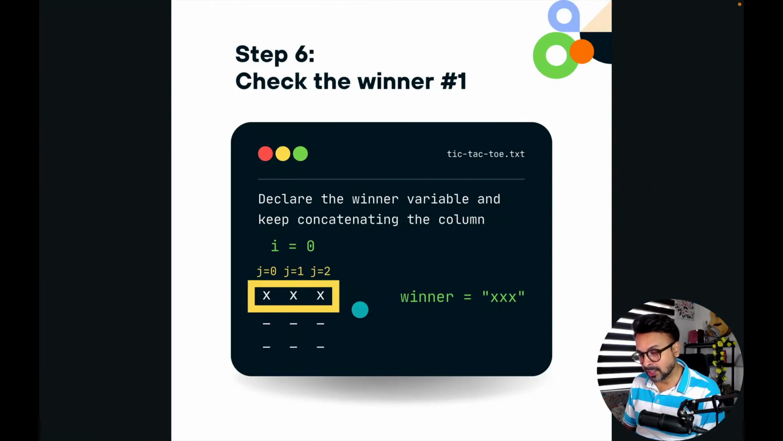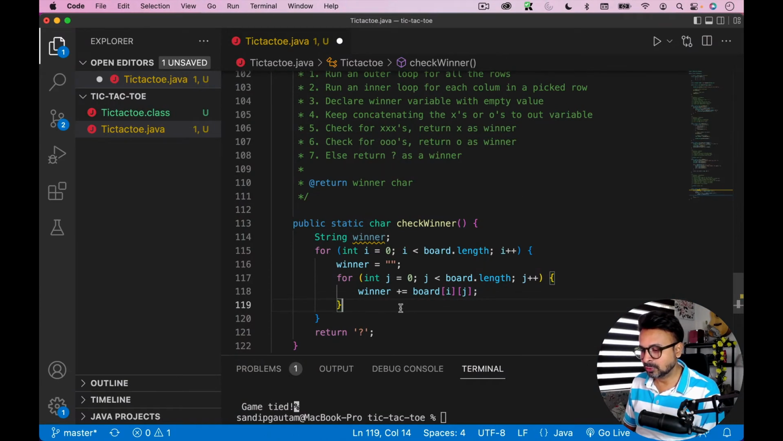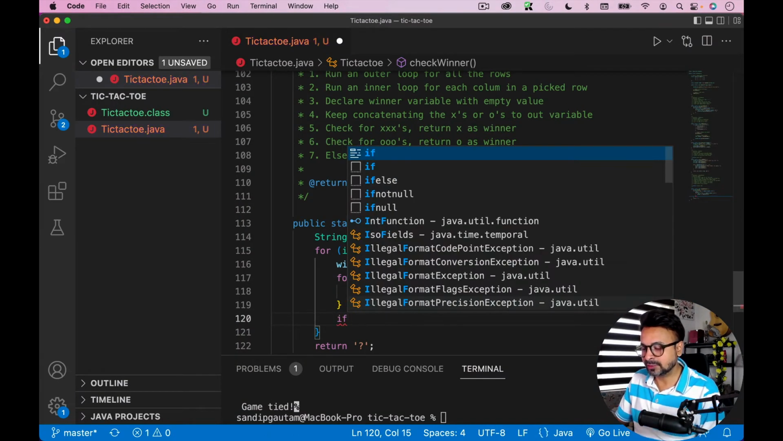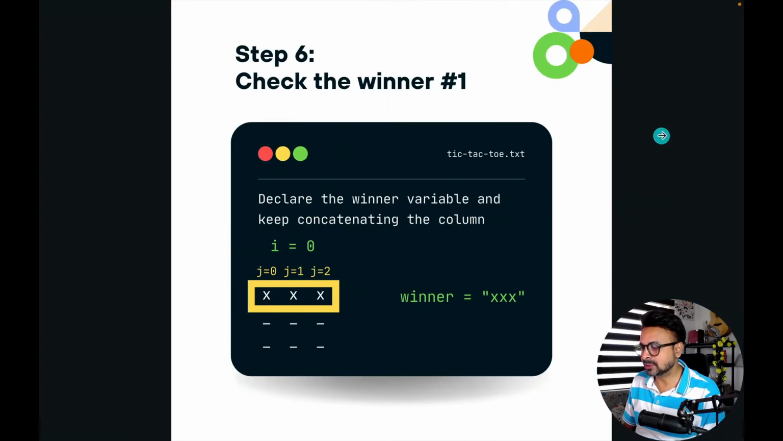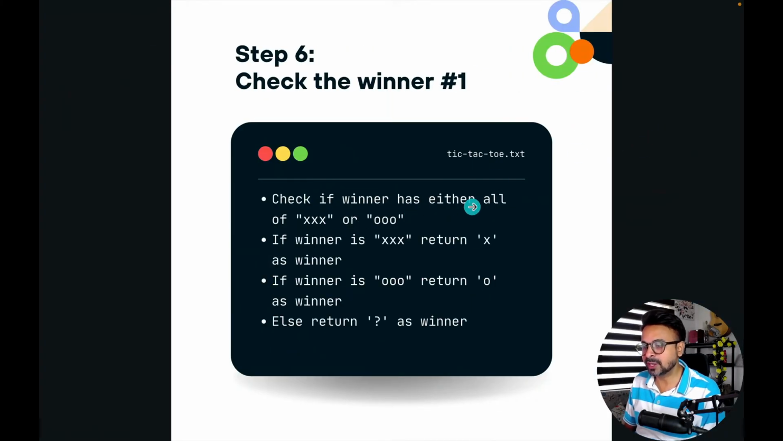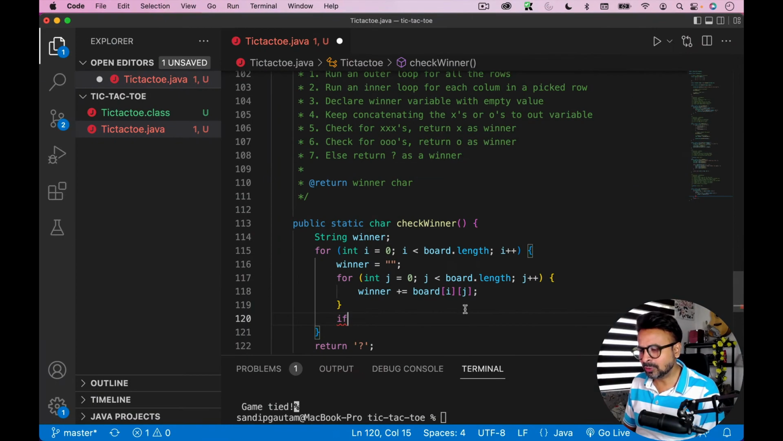After each inner loop, I need to check whether winner has all X's or O's. And if it doesn't have, obviously I'm going to return the question mark. So let's do that here. I think that's the next part of this. So check if winner has either all X's or O's. If winner is XXX, return X as a winner. If winner is OOO, return O as a winner. Else return question mark. And that's what I'm doing here.